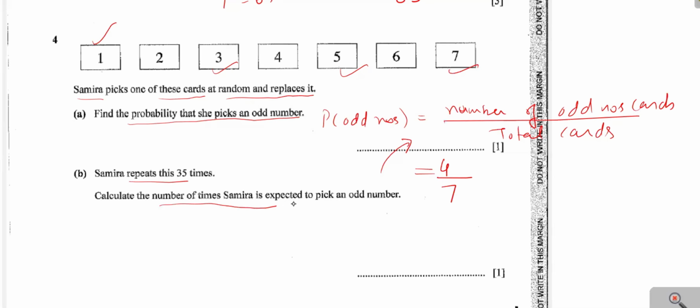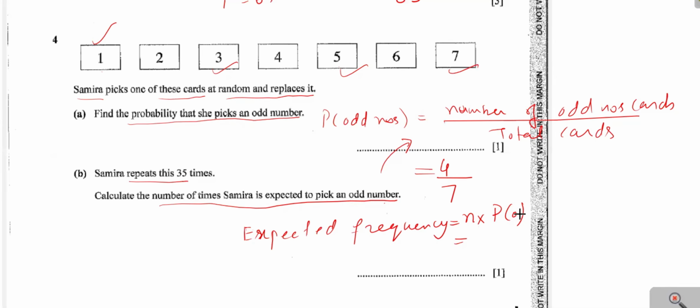Part B, Sumera repeats 35 times. Calculate the number of times Sumera is expected to pick an odd number. Look here, we have to calculate the number of times Sumera is expected to pick an odd number. In this question, we have to calculate the expected frequency. Expected frequency equals the number of times this experiment is repeated multiplied by the probability of this odd number.